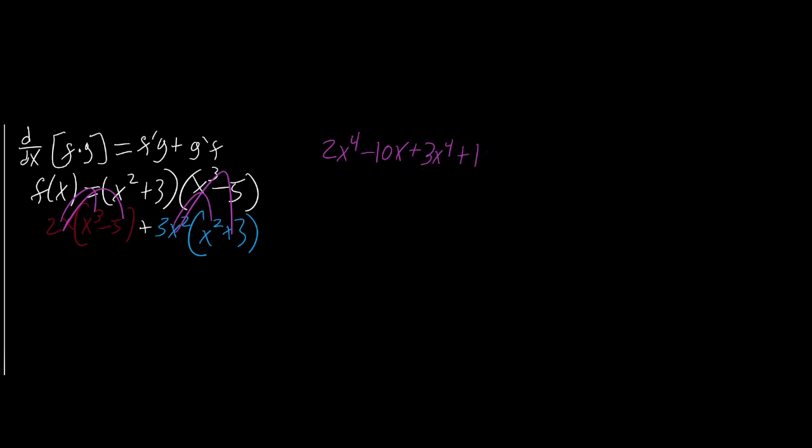Alright, and let's do another problem. This one's going to be a little bit more complex. We're going to be doing f of x equal to 3x to the power of 2 minus 2x plus 1. And then we're also going to put over here x to the power of 3 plus 4x minus 7.